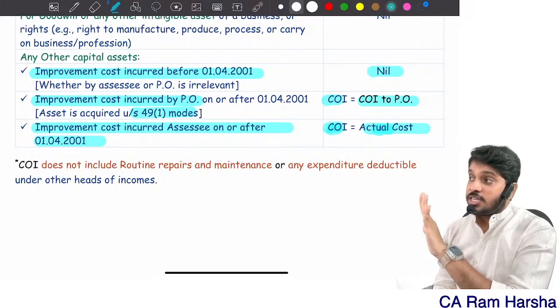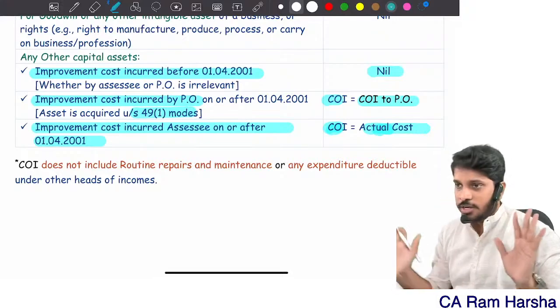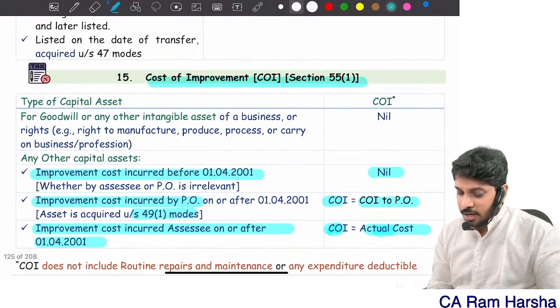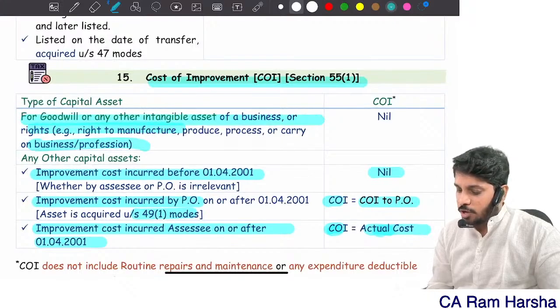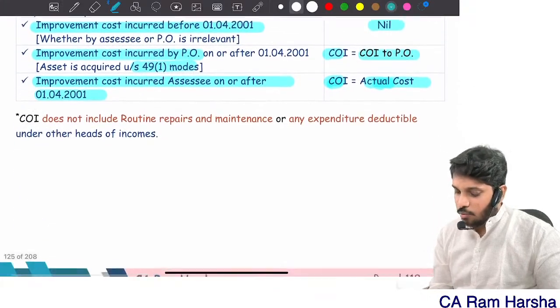In the hands of the SSC, no tax treatment on that. That's it. Clear? So, then, what is the cost of improvement for goodwill intangible? Straight away, nil.